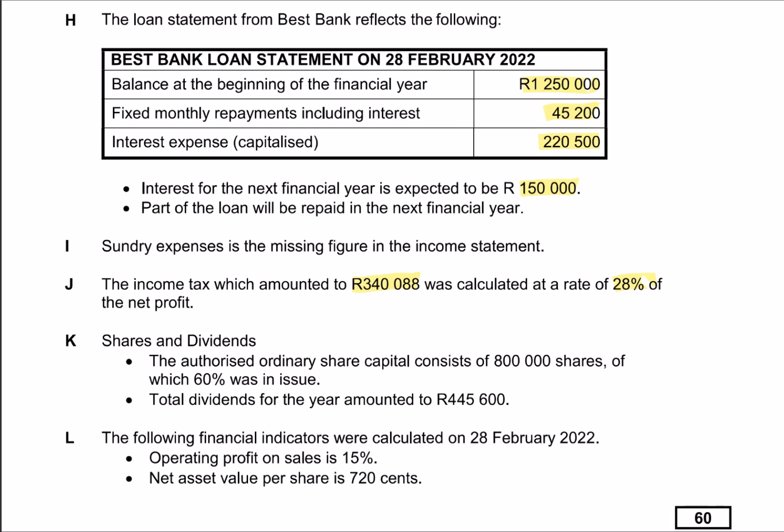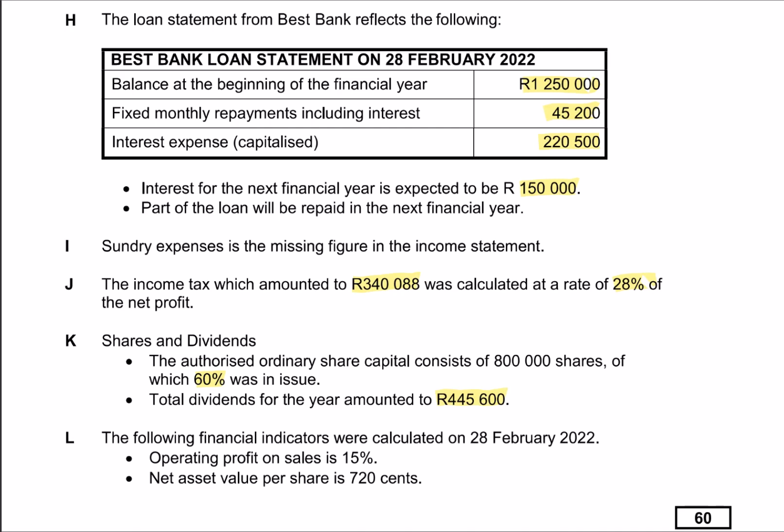Then dividends, shares and dividend. The authorized ordinary share capital consists of 800,000 shares, of which 60% was in issue. Total dividends for the year amounted to 445,600. Right, so you have total dividends 465,600. The following financial indicators were calculated on 28 February 2022. Operating profit on sales is 15%. Net asset value per share is 720 cents.